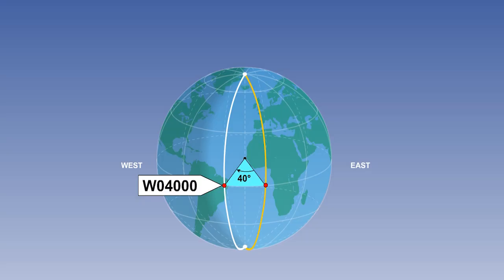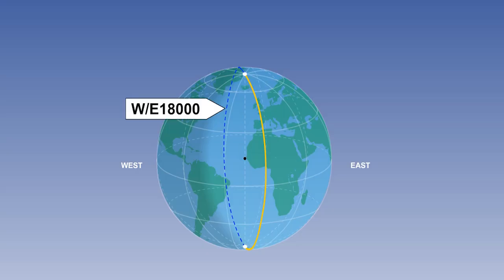All longitudes are 5 figures. The first 3 are degrees, and the last 2 are minutes. Longitude can be a maximum of either west 18000 or east 18000.